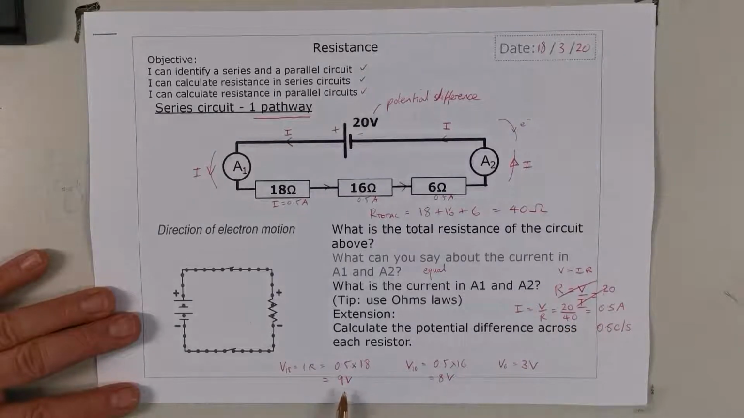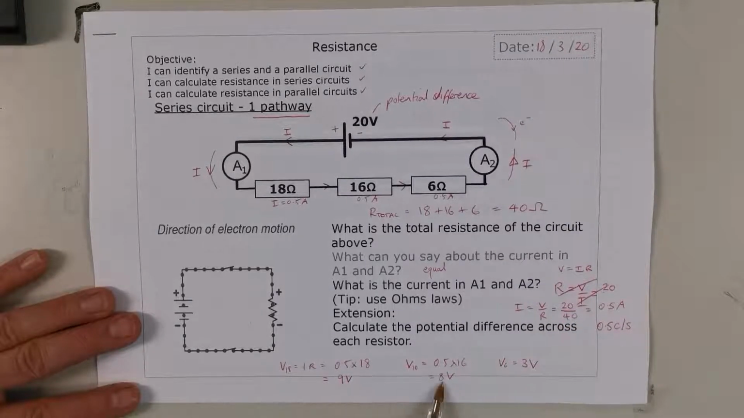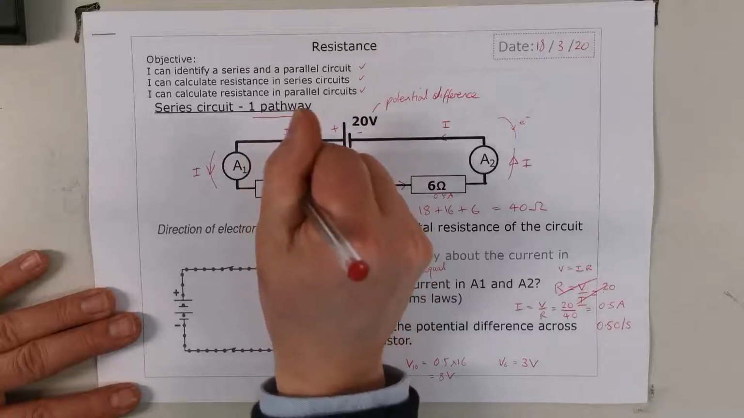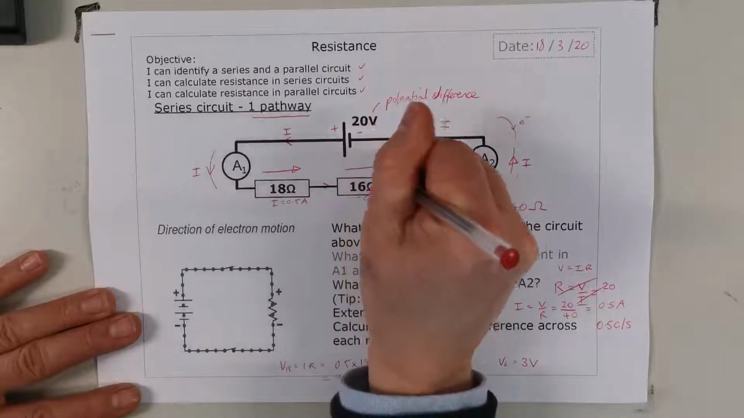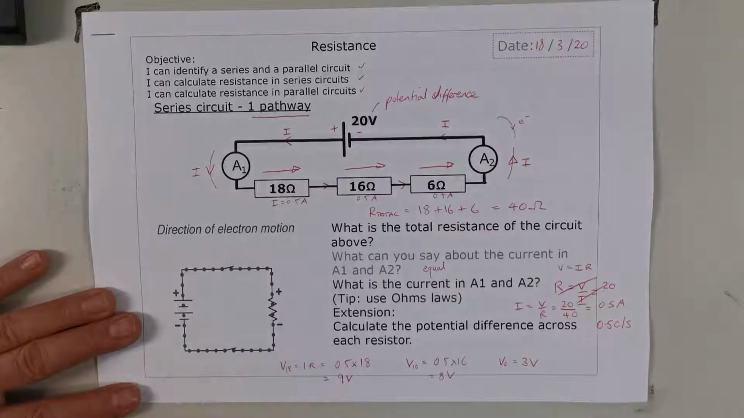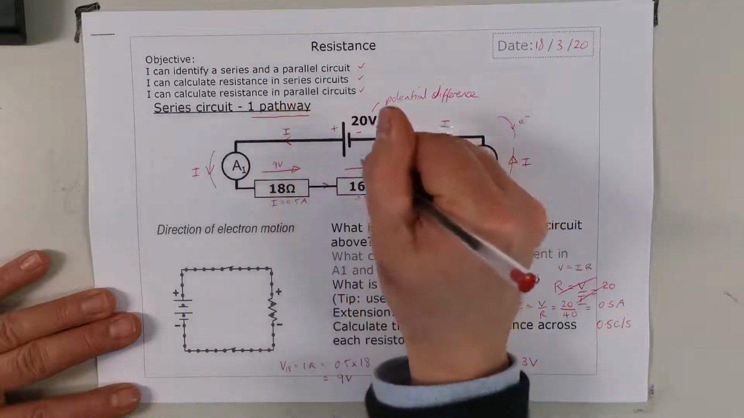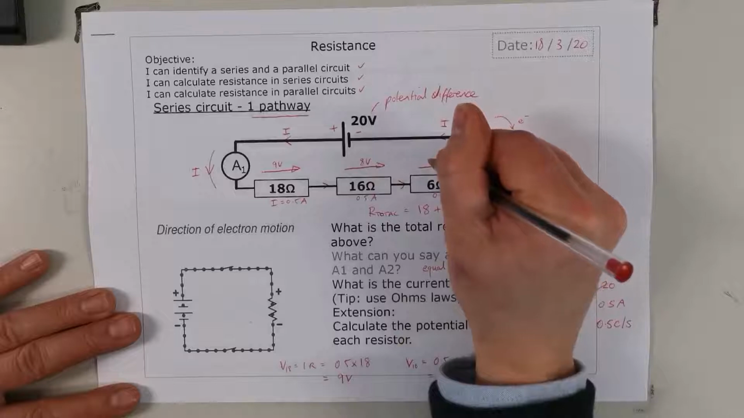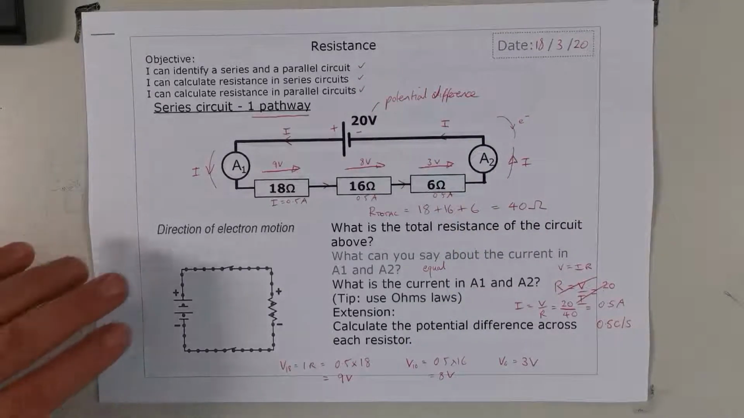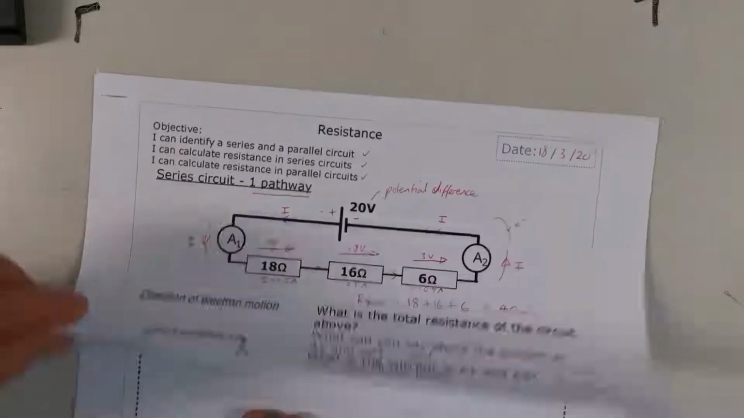And what do we notice? 9 plus 8 is 17, plus 3 makes 20. So what we can see here is that the voltages in a series circuit add up. 9 plus 8 plus 3 volts all add up to make 20 volts. Let's carry on.